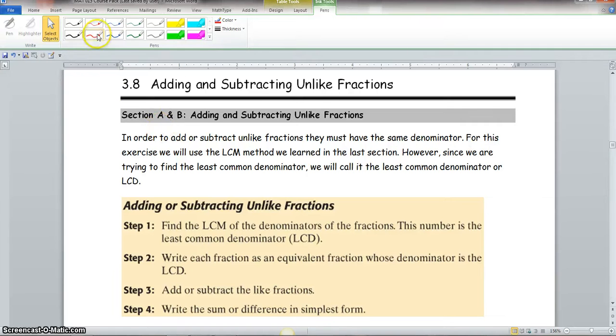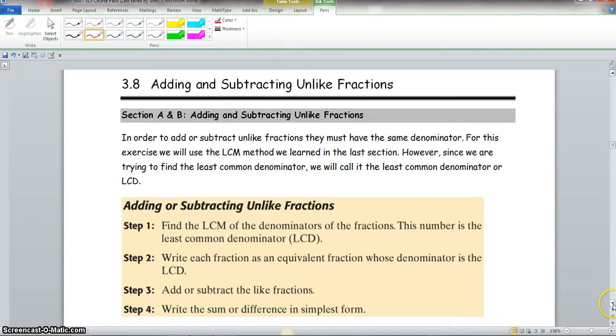Okay, again, picking up where we left off with section 3.8, adding and subtracting unlike fractions. In order to add or subtract unlike fractions, they must have the same denominator. For this exercise, we will use the least common multiple method we learned in the last section. However, since we are trying to find the least common denominator, we will call it the least common denominator, or LCD.